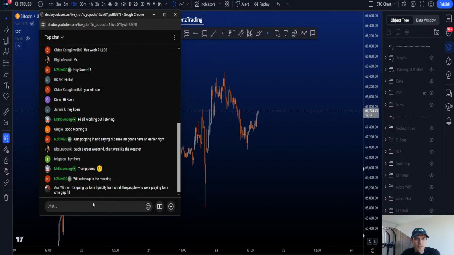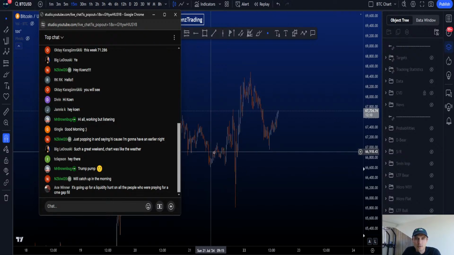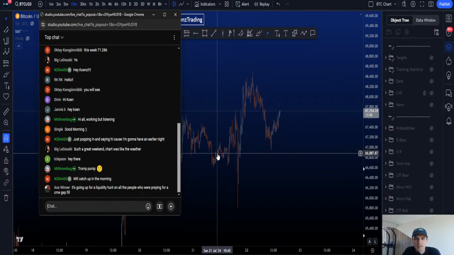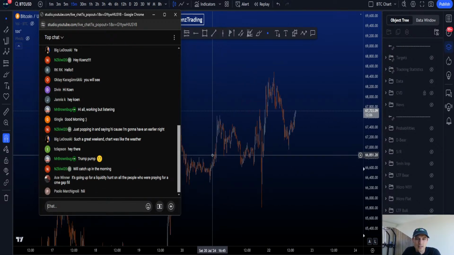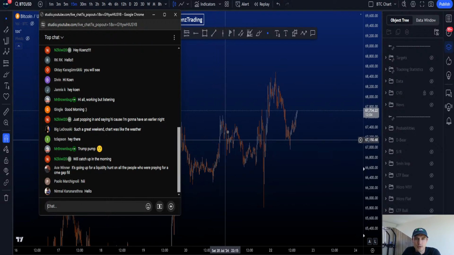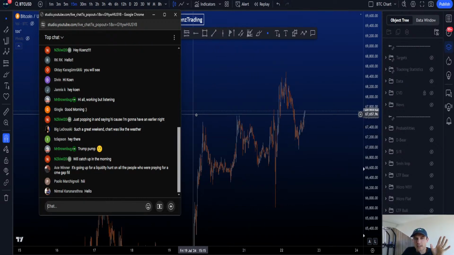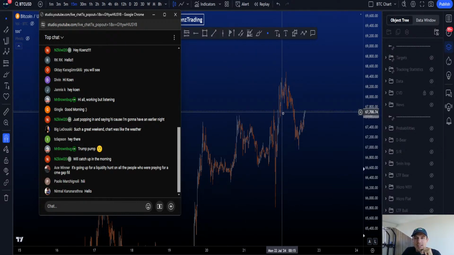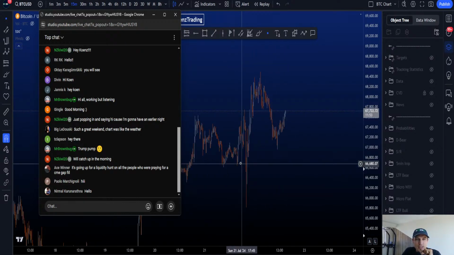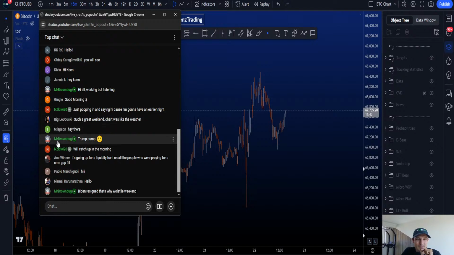Such a great weekend. Chart was like the weather. I mean, we had indeed quite a volatile Sunday, right? Has to be said. I mean, Saturday, what did we have? Pump up, move down. It was definitely a volatile weekend. Interestingly, it was all still contained in the range pretty much, but it definitely went up and down. So that was good to see. We'll catch up in the morning. Perfectly fine.